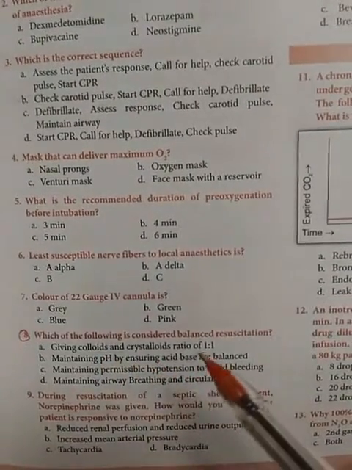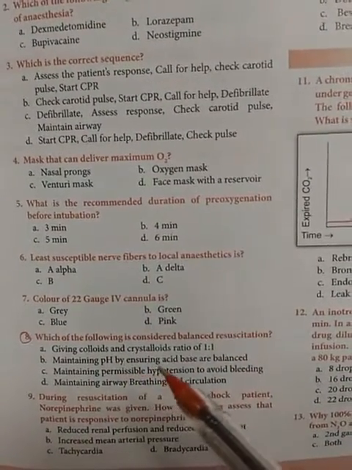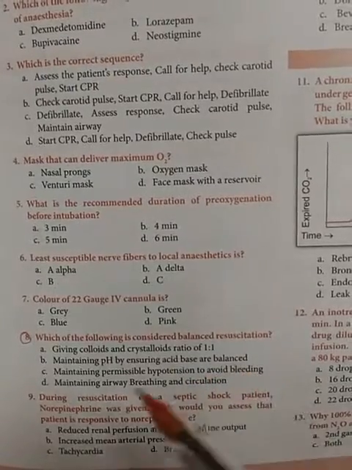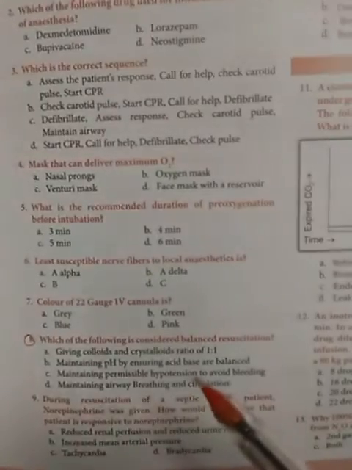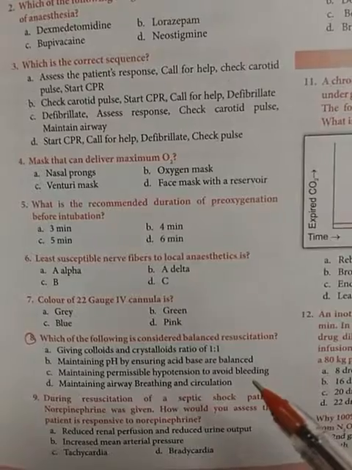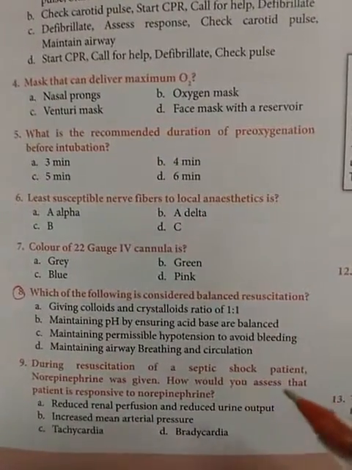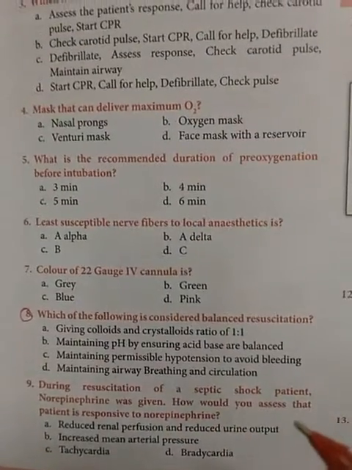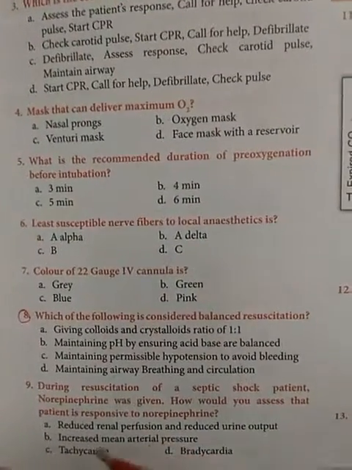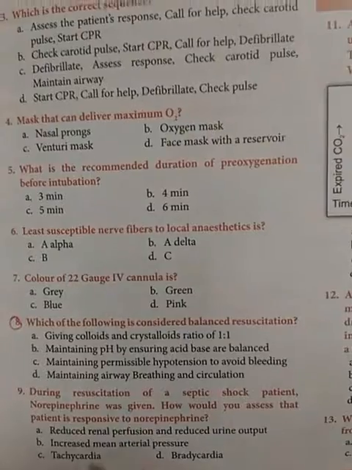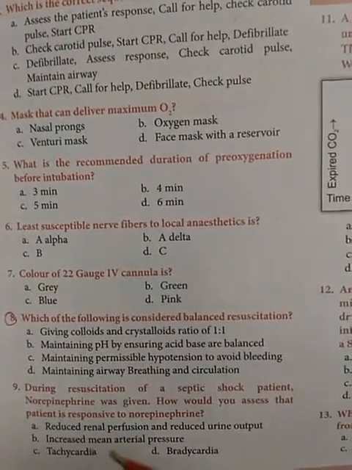Next question: which of the following is considered balanced resuscitation? Giving colloid and crystalloid 1:1, no. Maintaining pH by ensuring acid-base balance, no. Maintaining permissible hypotension to avoid bleeding, yes. The next question: during resuscitation of a septic shock patient, noradrenaline is given. How would you assess that the patient is responsive? Yes, it will increase the BP. So option B is right, increase the mean arterial pressure.